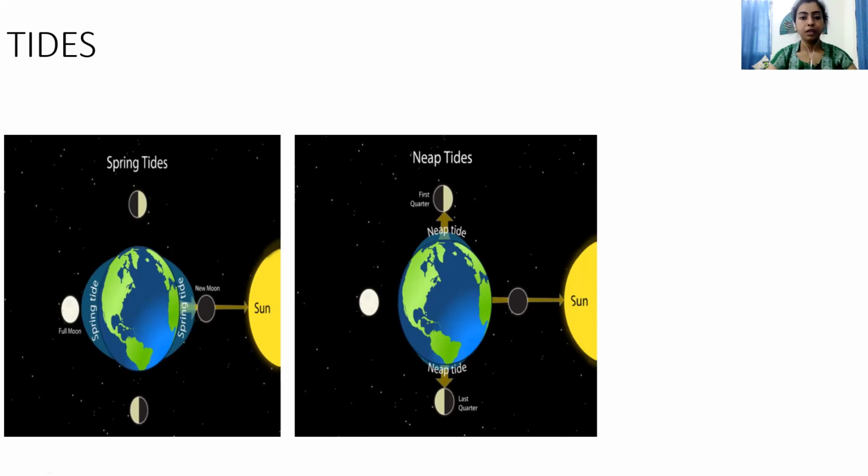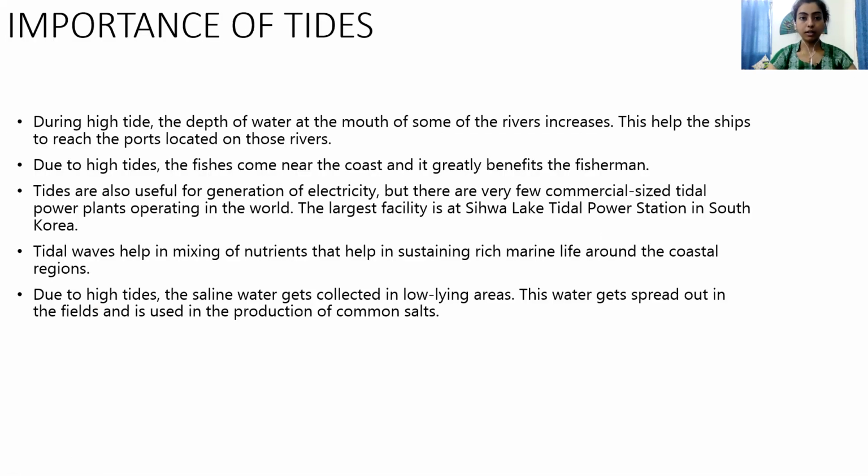Okay, now let's come to the importance. What is the importance of tides? First of all, during high tides, it helps the ships to locate their place. Because with the movement up and down of the water when the high tides occur, it will help the ships to navigate their location, or to reach their destination much more easily.